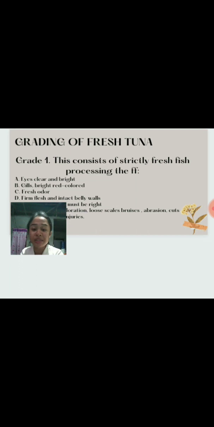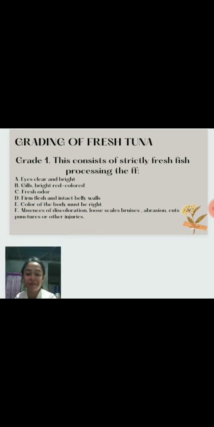Let us proceed to the grading of tuna. Grade 1 tuna consists of strictly fresh fish possessing the following: eyes clear and bright, gills bright red, fresh odor, firm flesh and intact belly walls. The color of the body must be bright, with an absence of discoloration, loose scales, bruises, abrasions, cuts, punctures, or other injuries.